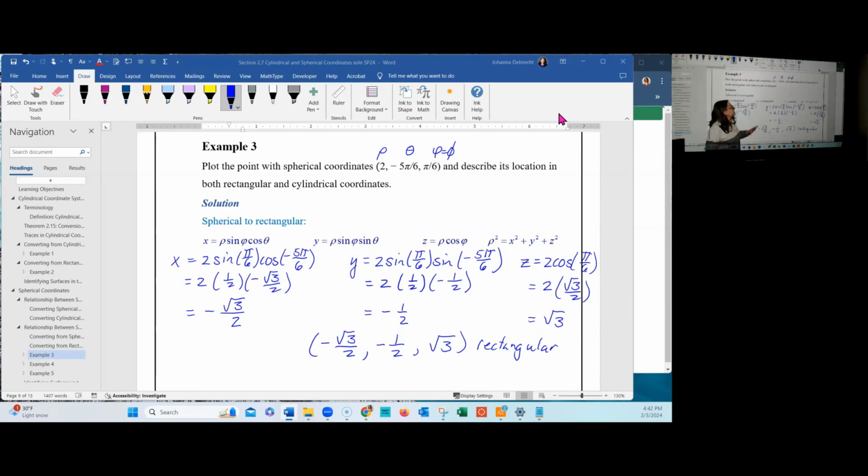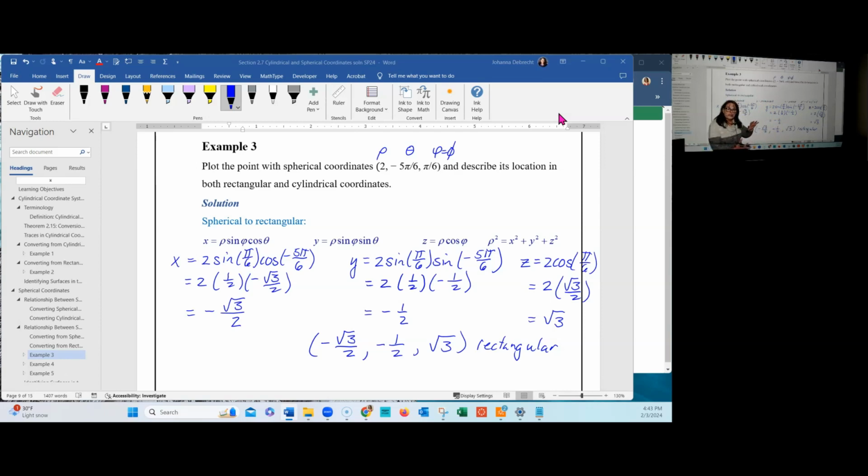So the first thing I did was I went ahead and labeled the spherical coordinates rho, theta, and phi. That way I could keep straight which one is which. x is r cosine theta, r is rho sine phi. So I replace rho, phi, and theta with what they're equal to from the ordered triple in spherical coordinates and work out the arithmetic to get negative √3 divided by 2. I do the same for y, but y is r sine theta, so it's rho sine phi sine theta, and that gives me negative 1/2.